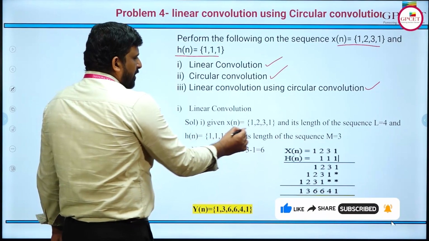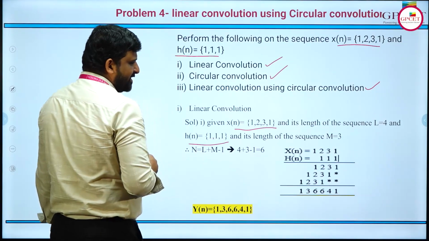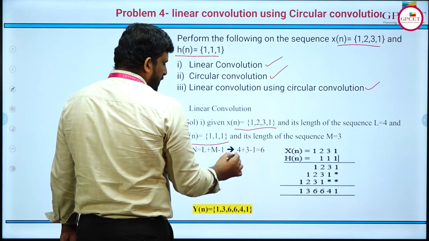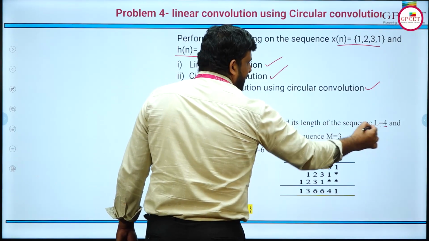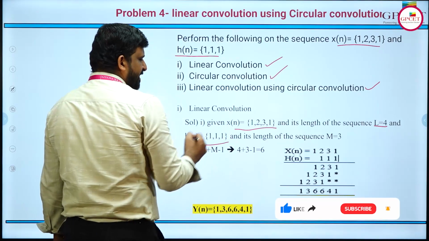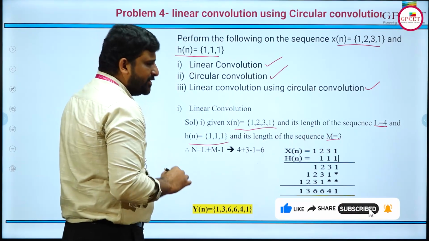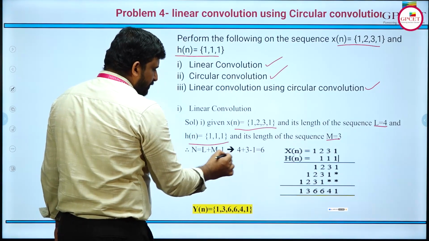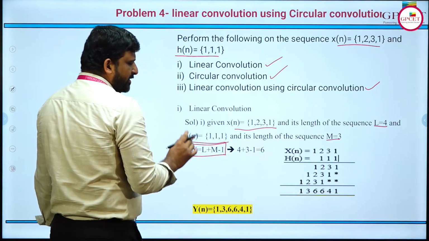Now see here, I have the sequence x of n and impulse sequence h of n, and you can see the length of x of n is L equal to 4, and the length of the sequence h of n is M equal to 3. So what should be the total length I need to get? I need to get N is equal to L plus M minus 1. Very important. This is the thing.